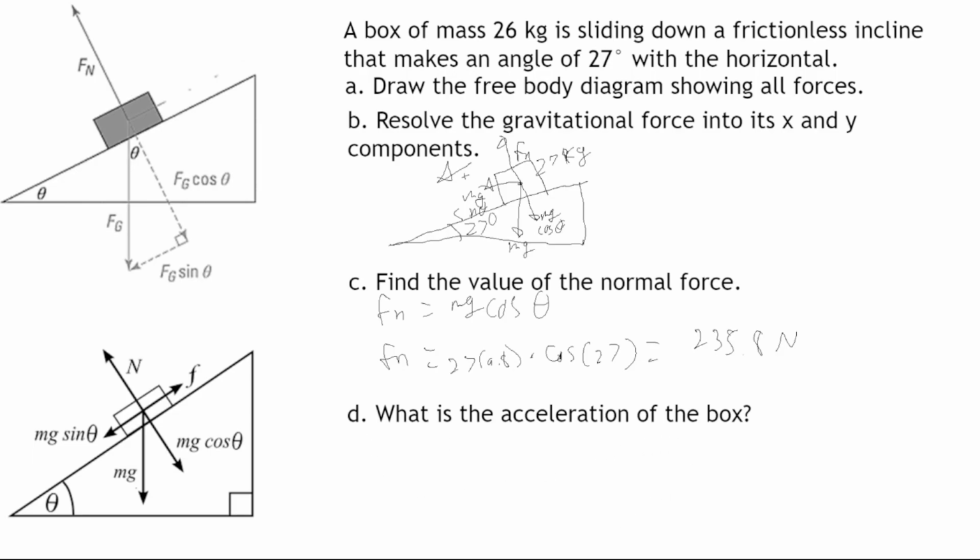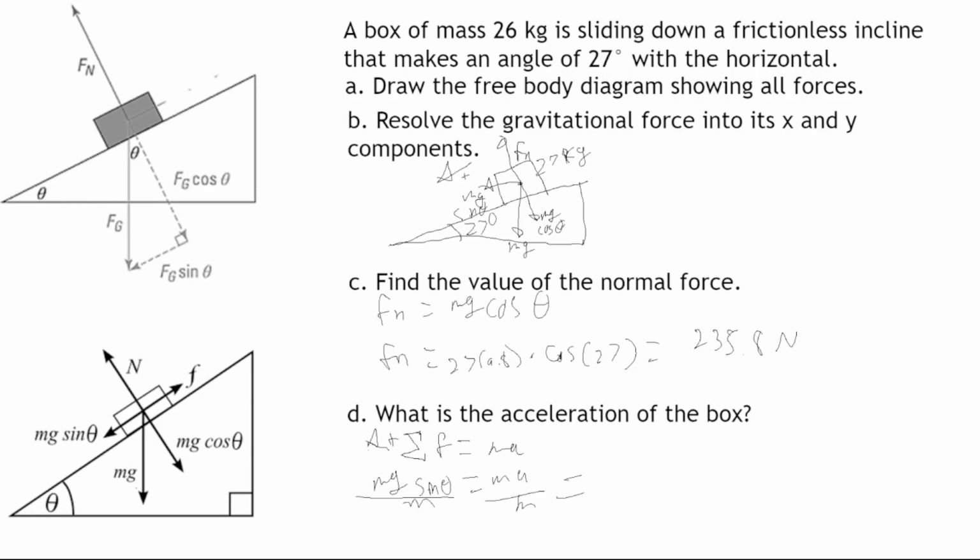Now we're going to find the acceleration of the box. Since we've already found out this direction is positive, sigma F is equal to ma. So we're going to have mg sine theta is equal to ma, or mg sine theta divided by m is equal to a.